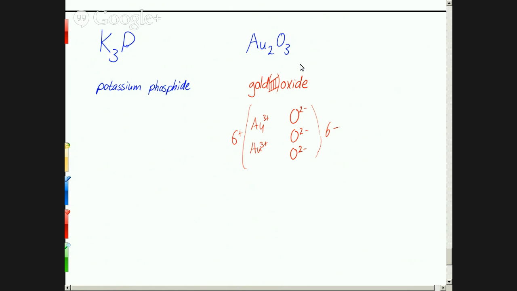Good so far? Remember, oxygen always has a -2 charge, -2 charge.